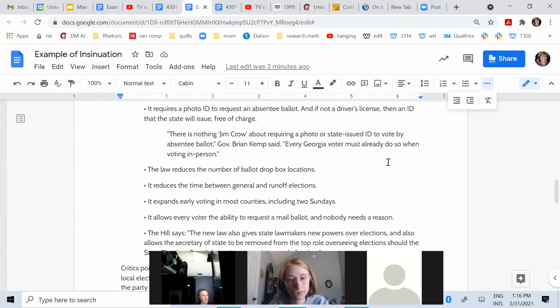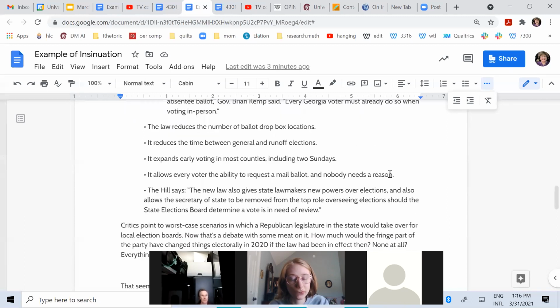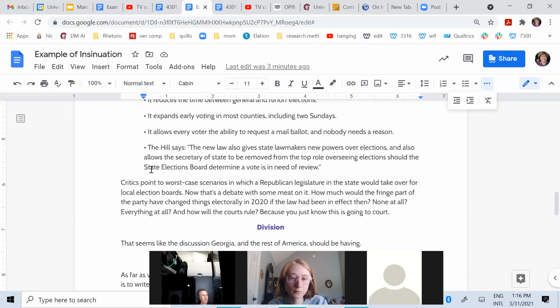There's nothing Jim Crow about requiring a photo or state-issued ID to vote by absentee ballot, Kemp said. Every Georgia voter must already do so when voting in person. The law reduces the number of ballot drop box locations. I think they just slipped that in, because they're trying to say that these are all reasonable things. That is definitely not reasonable. It reduces the time between general and runoff elections. It expands early voting. It allows every voter the ability to request a mail-in ballot without a reason. And it also gives lawmakers new powers over elections.